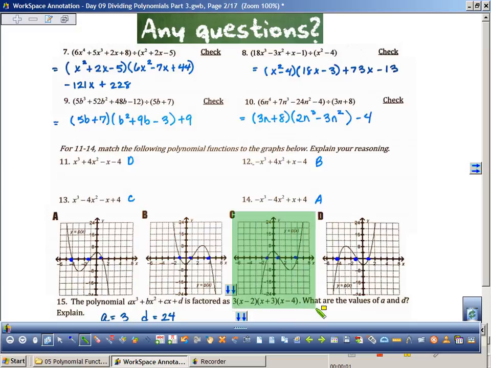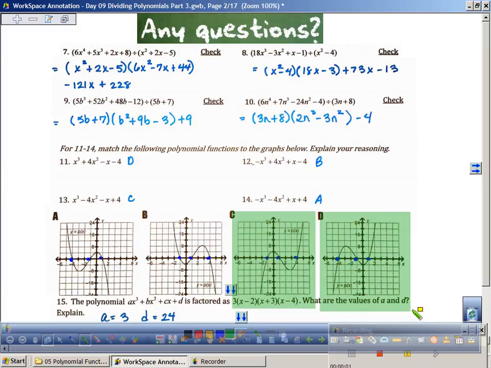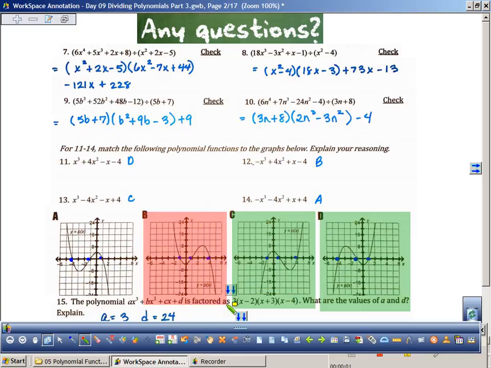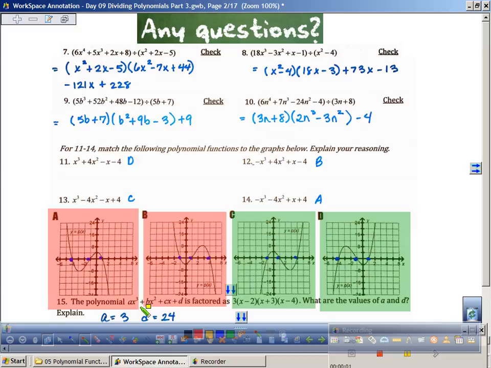So this is a positive graph. This one's also positive. This one has end behavior in the first quadrant. It's down. It's negative. So this one is negative. This one's also negative. These two have a coefficient. The leading coefficient is positive. These two, the leading coefficient is negative.